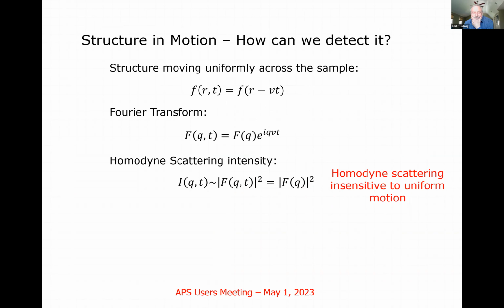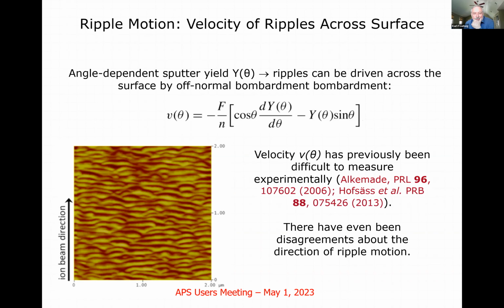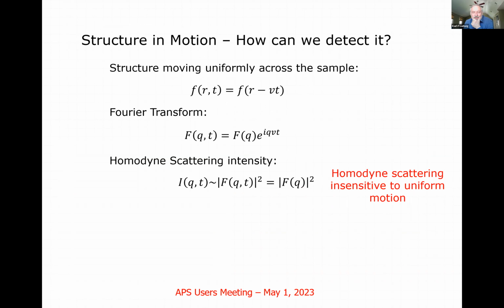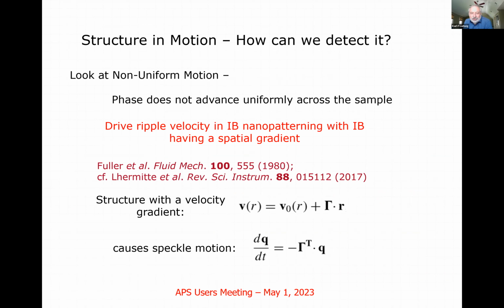So how can we measure this with XPCS? Of course, if we have these ripples moving homogeneously across the surface, then that just introduces a phase factor, and in homodyne scattering, you would not be sensitive to that phase factor. Fortunately for us, we accidentally applied not a uniform ion beam driving and forming these ripples across the surface, but we accidentally had a non-uniform beam. That was serendipitous, because that breaks this problem.